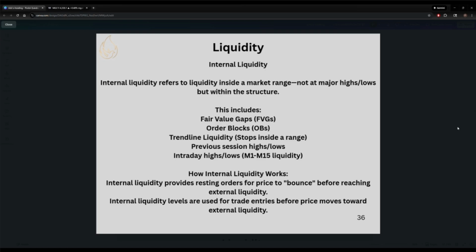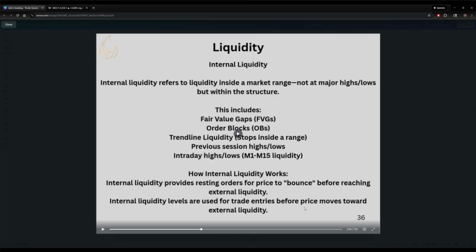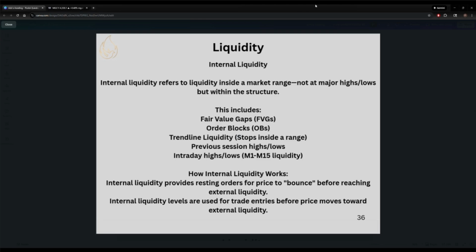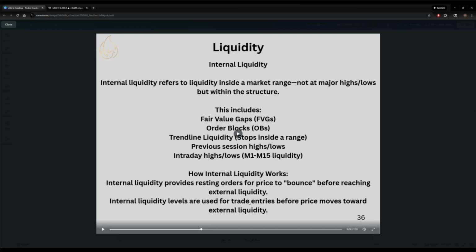And so internal liquidity levels are used for trade entries before price moves towards external liquidity. But also, you can use internal liquidity as exit points as well. So it can work as both entries and exit points. Can you repeat? Sorry, it was cutting. So internal liquidity levels can be used as both entries and exit points. Ah, I got it.